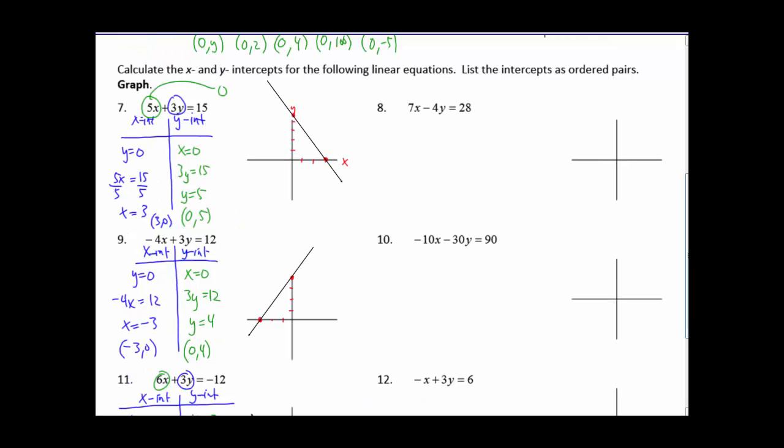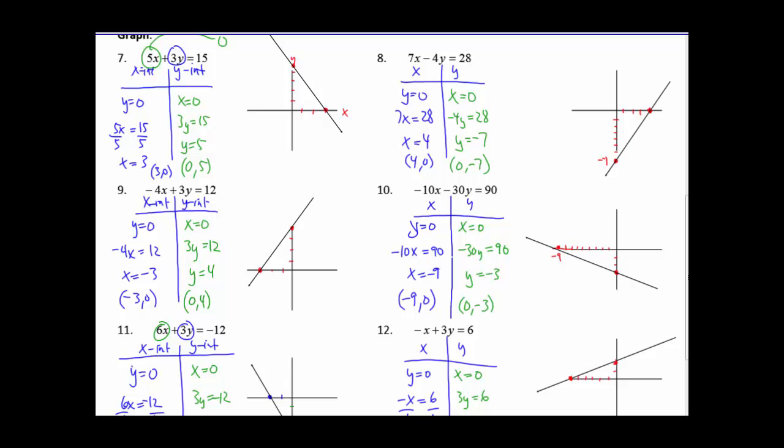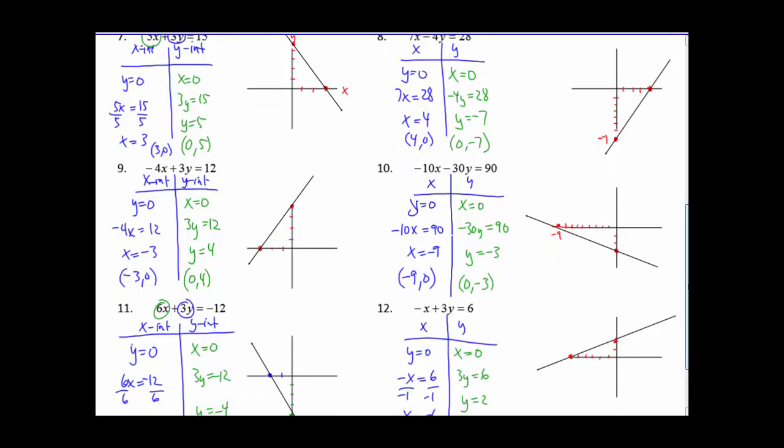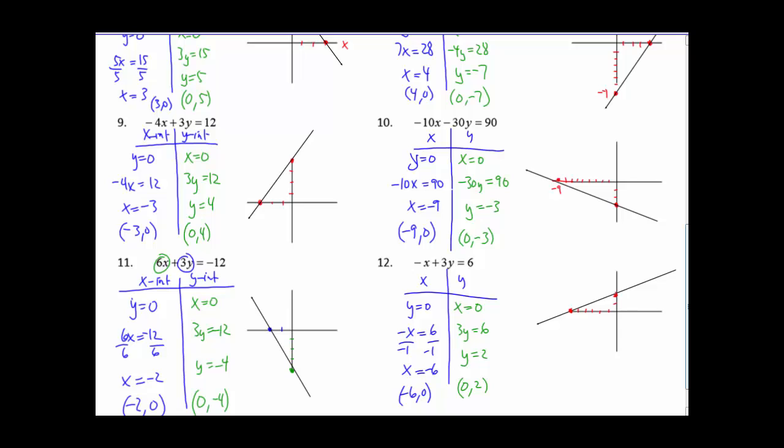Go ahead, hit pause. We're going to try 8, 10, and 12. Check back with me in a few minutes. Go. Alright, welcome back. On number 8, you should have gotten an x-intercept of 4, 0, and a y-intercept of 0, negative 7. On 10, you should have gotten negative 9, 0 for the x-intercept, and 0, negative 3. And on 12, you should have gotten negative 6, 0, and 0, 2 for the y-intercept.